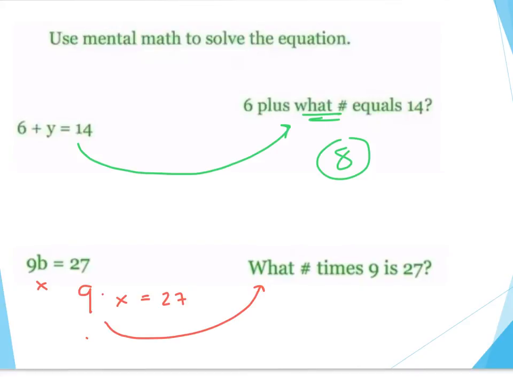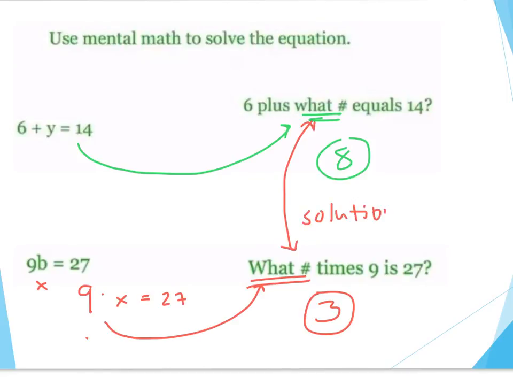Okay, so 9 times 1 is 9. 9 times 2, that's 18. 9 times 3, that's 27. Or you could think, okay, 9 plus 9 would give me 18, plus another 9 would give me 27. That's 3 groupings of 9. So here the answer, the what number, would be 3. When I say what number, these two things right here, what do they represent? The solution.